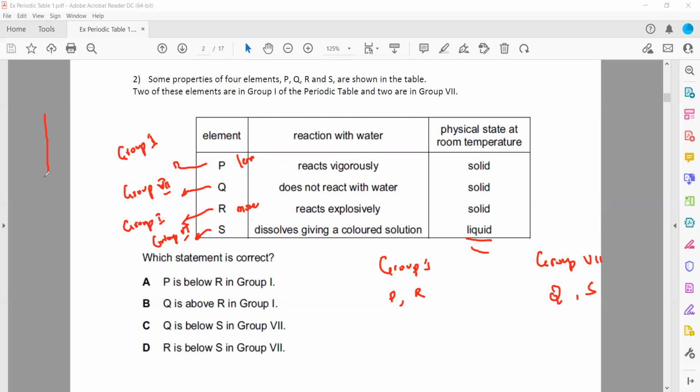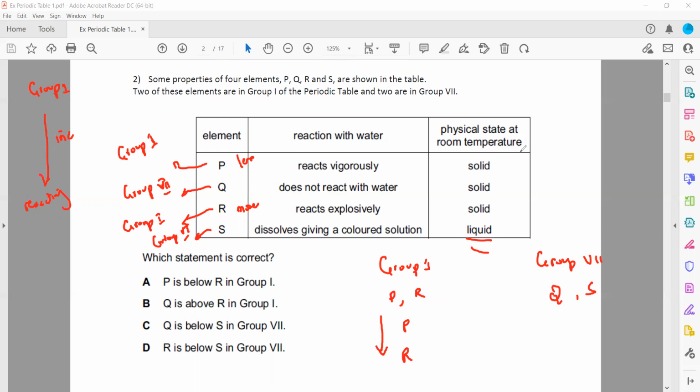And as we go down group 1, what happens to the reactivity? As we go down the group, the reactivity increases. So R is more reactive and P is less reactive, because for P it is a vigorous reaction, but for R it is an explosive reaction. So P is above R in the group, because R is more reactive. As we go down, the reactivity increases. R reacts explosively and P reacts vigorously.